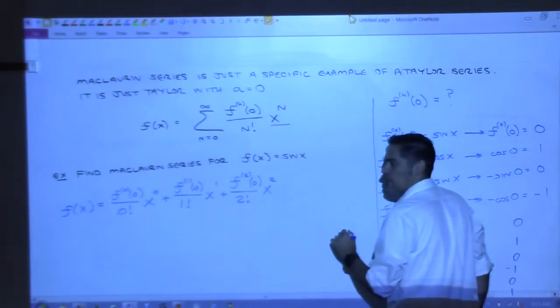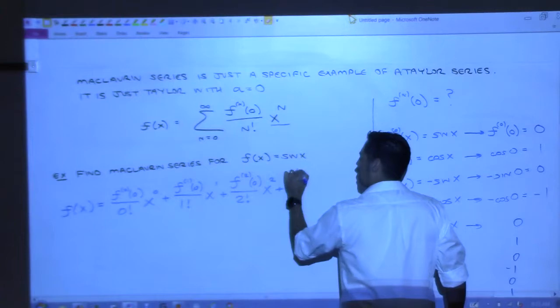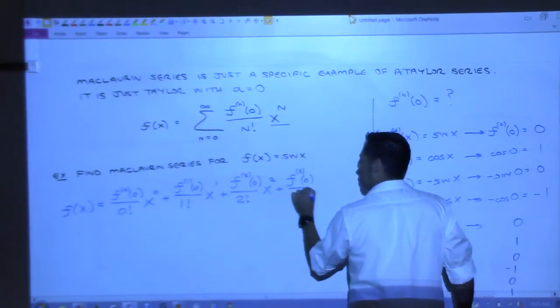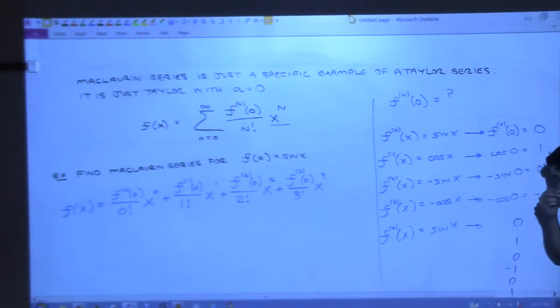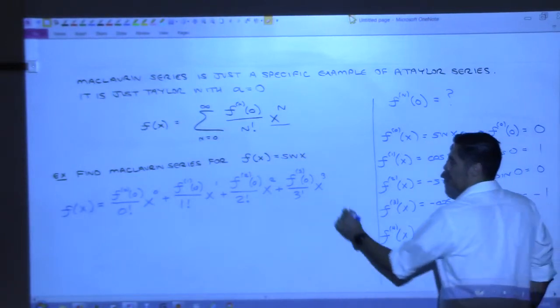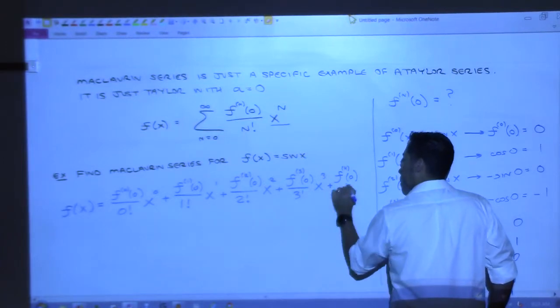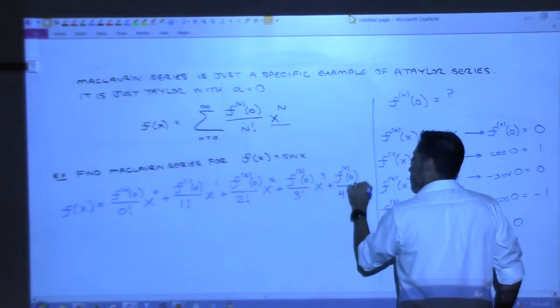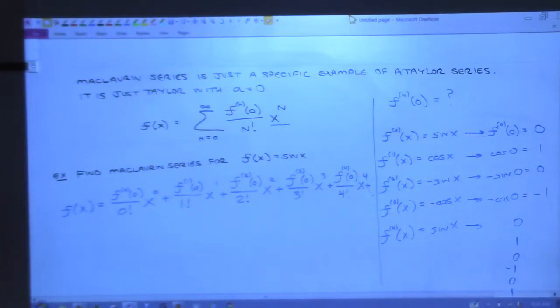Am I going too fast? Or is this okay? A little bit? I know. The third derivative at 0 over 3 factorial x to the third. I'm going to keep going. Fourth derivative at 0 over 4 factorial x to the fourth plus dot, dot, dot, right? Y'all see what I'm doing? I'm just rewriting the formula. Now, let's plug everything in.